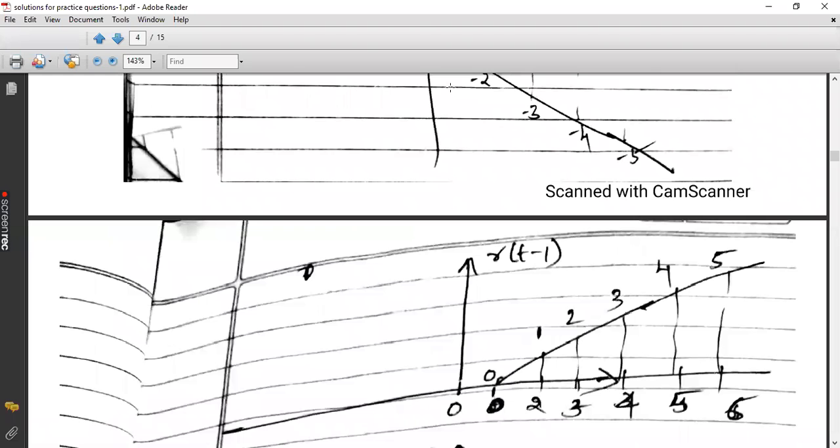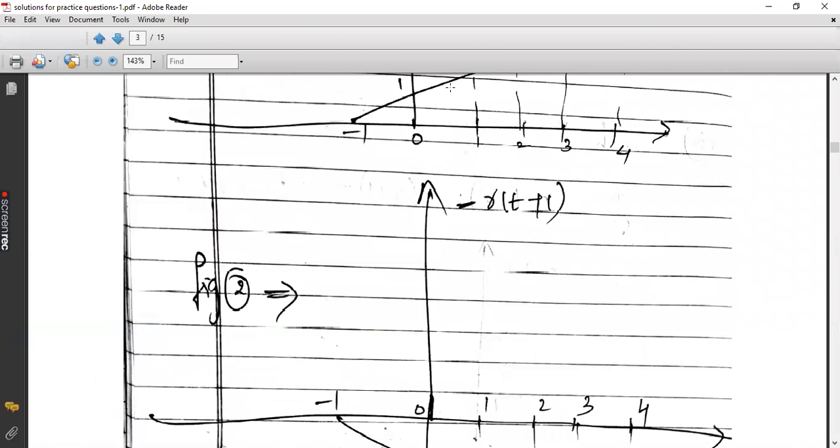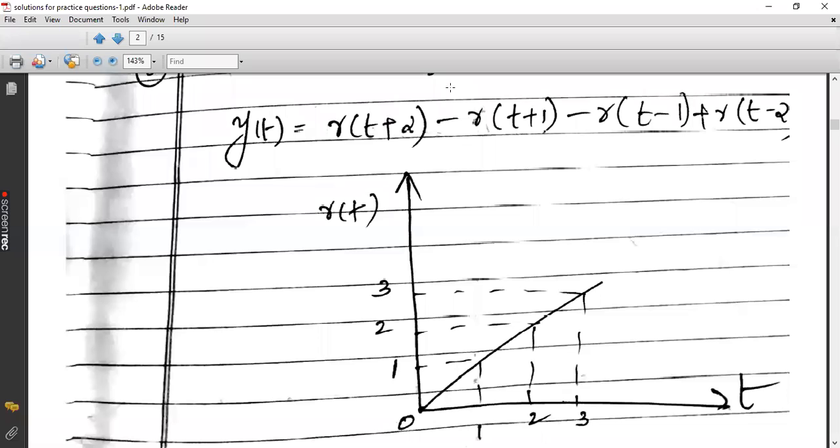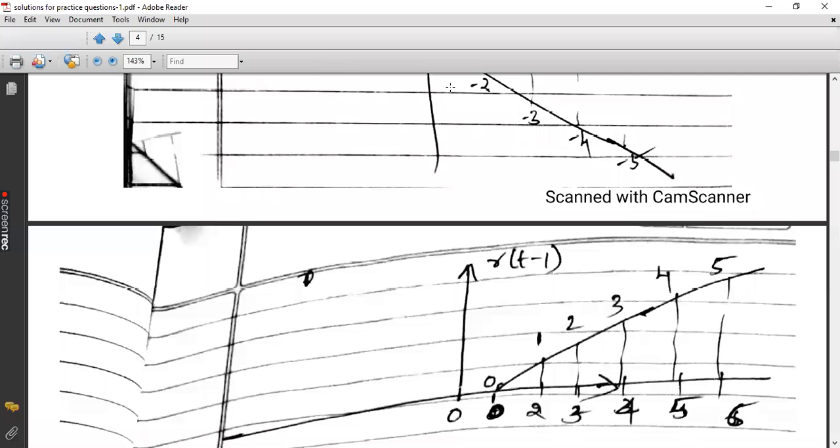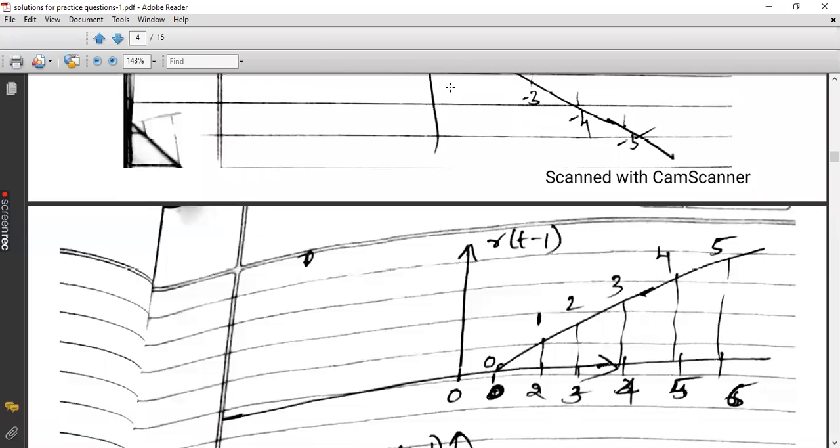Now, the third term that you have is, go back to the question and find the third term. It is minus r of t minus 1. First, plot r of t minus 1. R of t minus 1 means shifting towards the right side by 1 unit. So it will start at 1. This is 1. So at 1 you will have 0. At 2 you will have 1, like that.